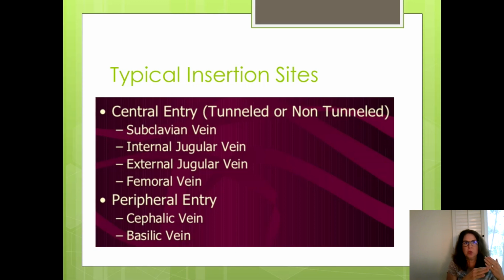Tunneled is an attempt to limit the risk for infections, knowing you're going to have it longer. They might go a couple of inches away and tunnel under the skin to get into the vessel. So you want the insertion site further away from the vessel to minimize infections. The subclavian vein is a common access site, and the internal and external jugular, as well as the femoral vein. Peripheral entry also occurs more distally. Typically, the cephalic or the basilic vein are most popular.